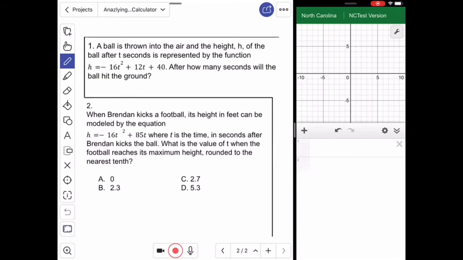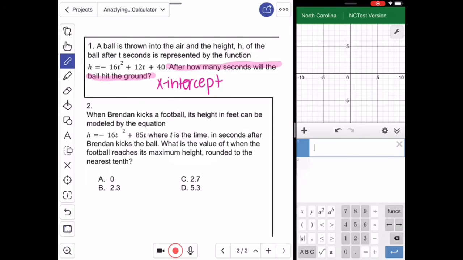Looking at a couple of examples here, it says a ball is thrown into the air and has a height h of the ball after t seconds and is represented by this function. After how many seconds will the ball hit the ground? This is that situation just a second ago. If it's talking about hitting the ground, it's talking about that x-intercept. So in order to really see that x-intercept, we need to graph this, and we need to analyze this problem in the Desmos graphing calculator.